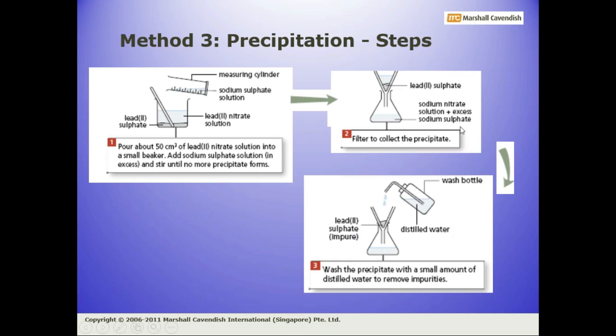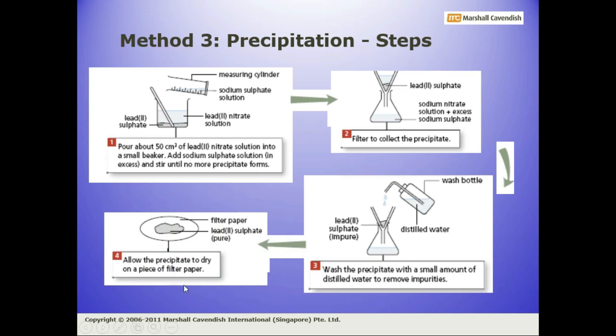Obviously these two are water soluble, therefore we will wash the precipitate with the help of wash bottle having distilled water to remove impurity. So wash the precipitate with a small amount of distilled water to remove impurity, and ultimately allow the precipitate to dry on a piece of filter paper. So this was the procedure how to prepare any insoluble salt with the help of soluble solutions.